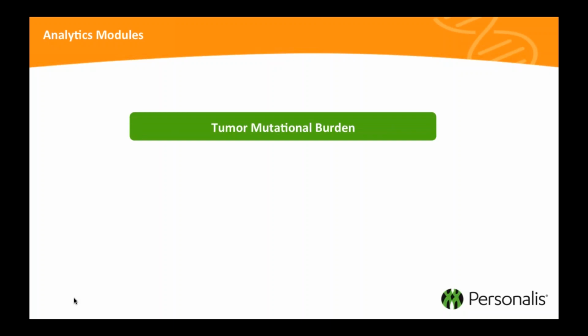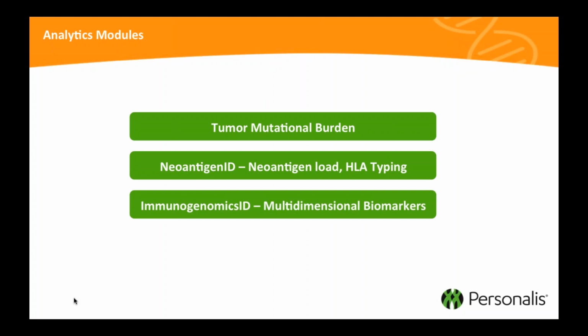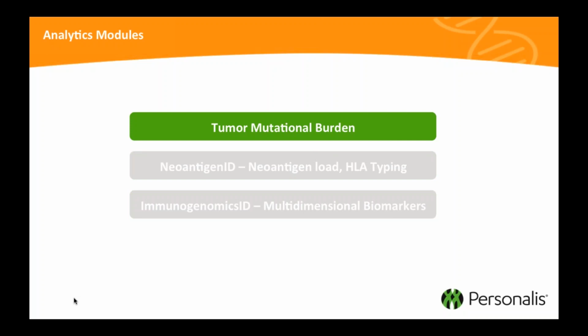So we provide information on the mutational landscape of the tumor with accurate tumor mutational burden reporting. We also provide deeper analytics regarding neoantigen load as well as the patient's HLA type. And with our newest updates, we can provide a further assessment of the tumor immunogenomics using our Immunogenomics ID that categorizes and reports on key genes to assess the tumor biology for IO. So first, for tumor mutational burden assessment.